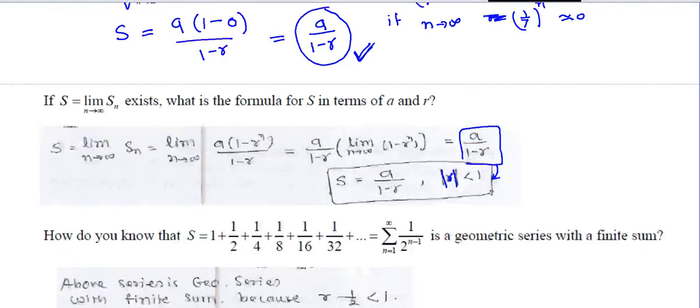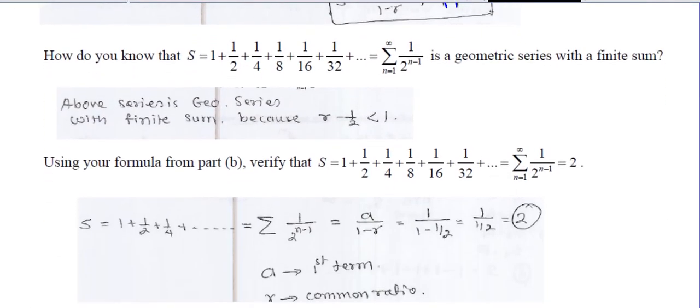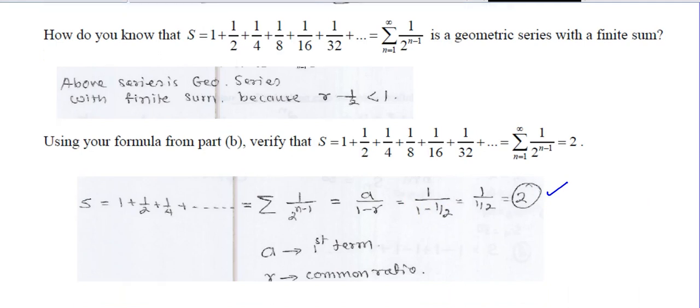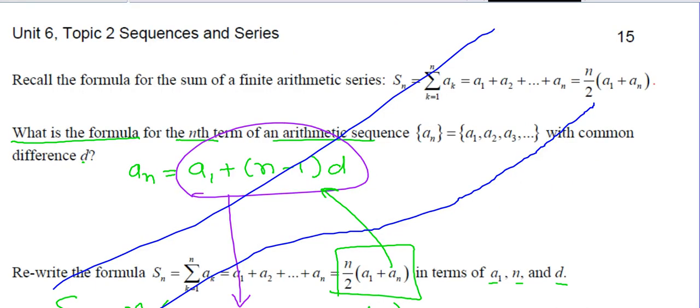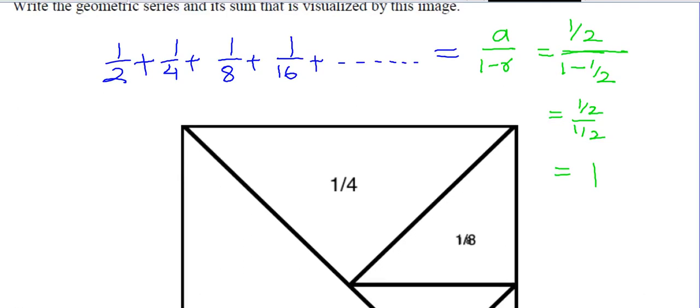So what's the sum? We proved how, if you add infinitely many terms, the answer is 2. This is the formula: first term over 1 minus r is 2. The sum of infinitely many terms is 2. We will be doing more detail tomorrow in class, but here is another nice example.